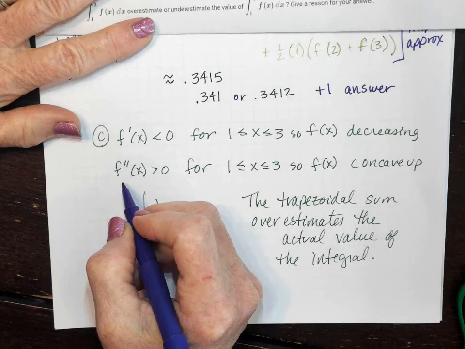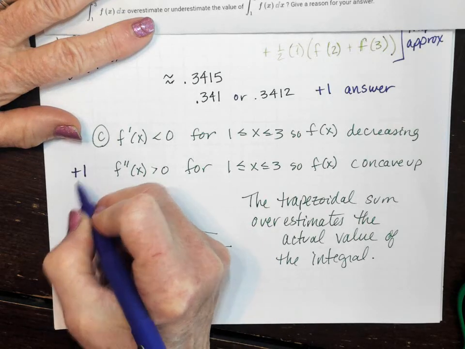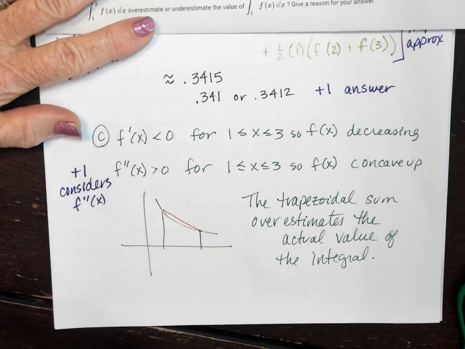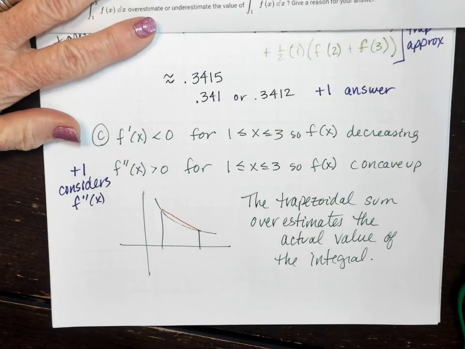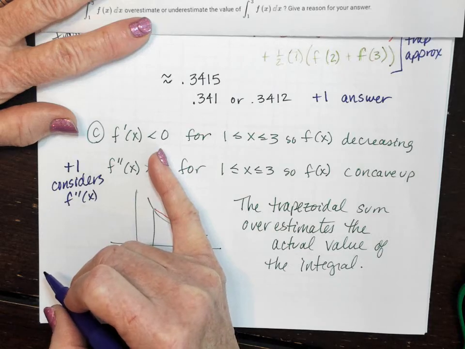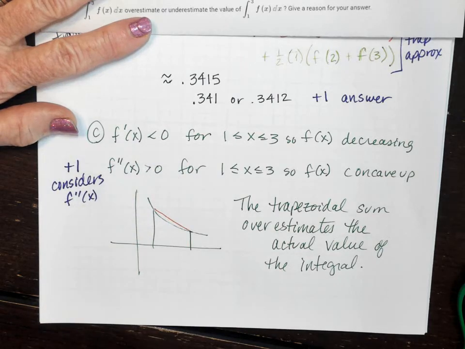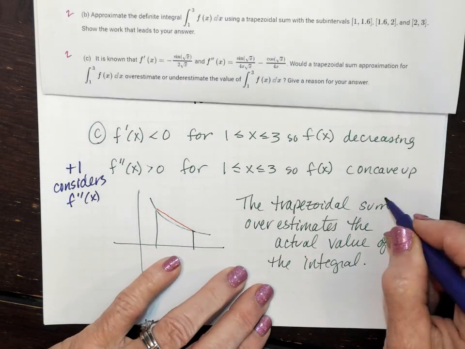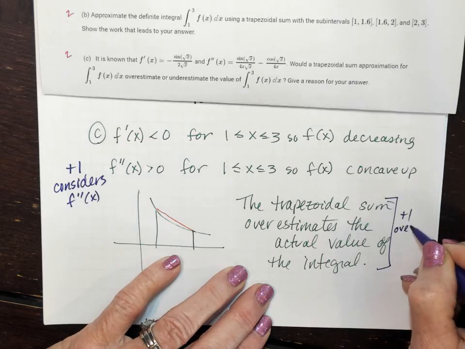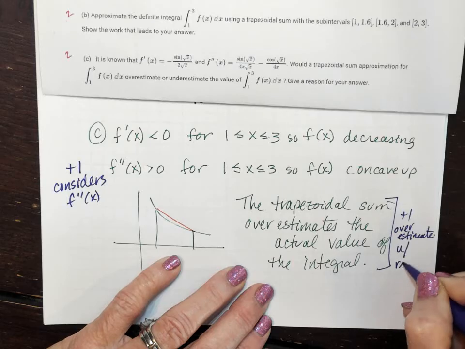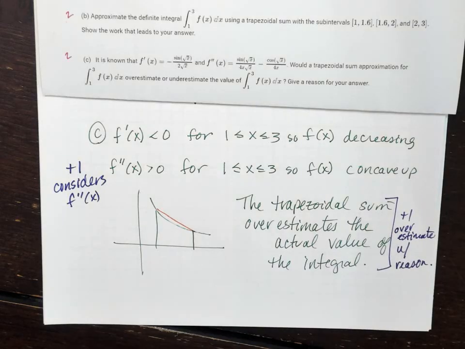You're getting +1 for considering the f double prime. Actually, concavity is the only thing that affects whether a trapezoid sum is an overestimate or an underestimate. So it didn't matter that we checked f prime, but I think it's complete to think about it that way. So I did both here. And then the +1 is for overestimate with reason. So you have to say why.